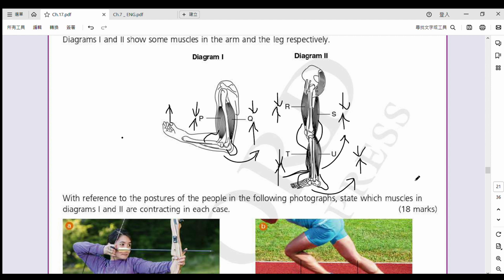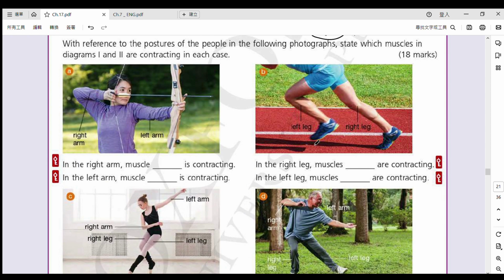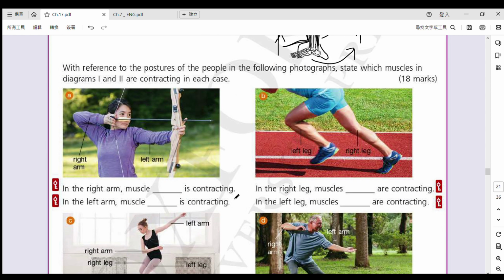好 if there is no question, let's try do these 4 questions and check the answers. Alright? 好啦 first one, 我哋望一望下邊啦。Of course, you can pause the video and then do it yourself and check the answers later. Alright? So anyway, please look at the diagram very carefully. Which part is the right arm, which part is the left arm?